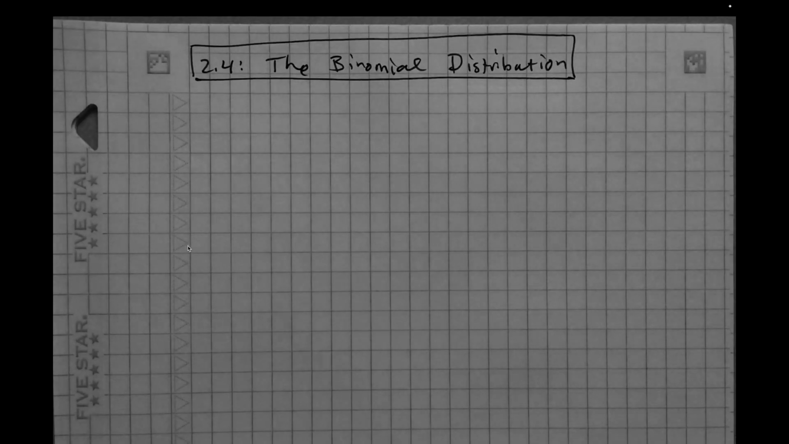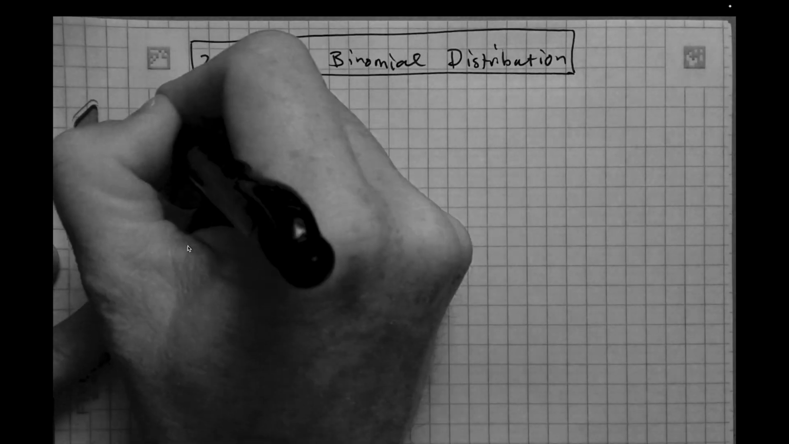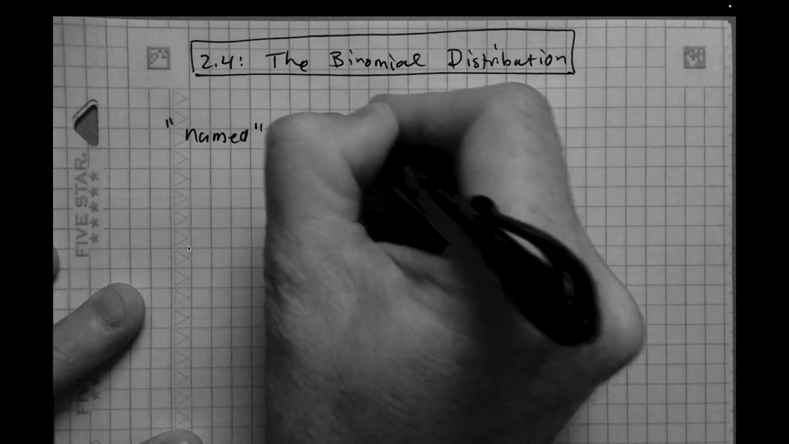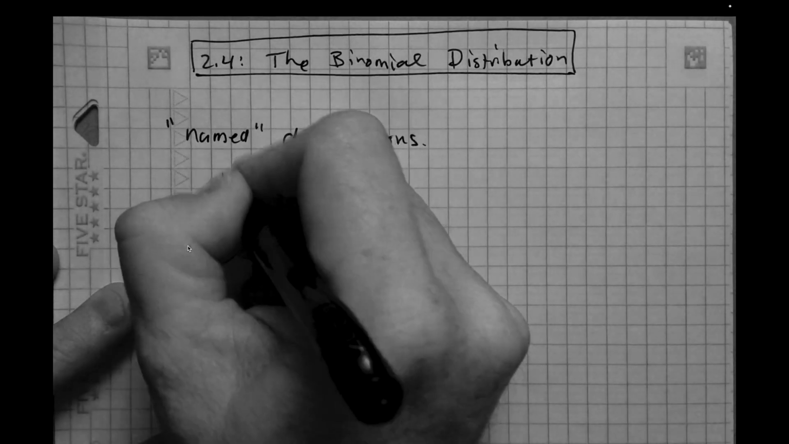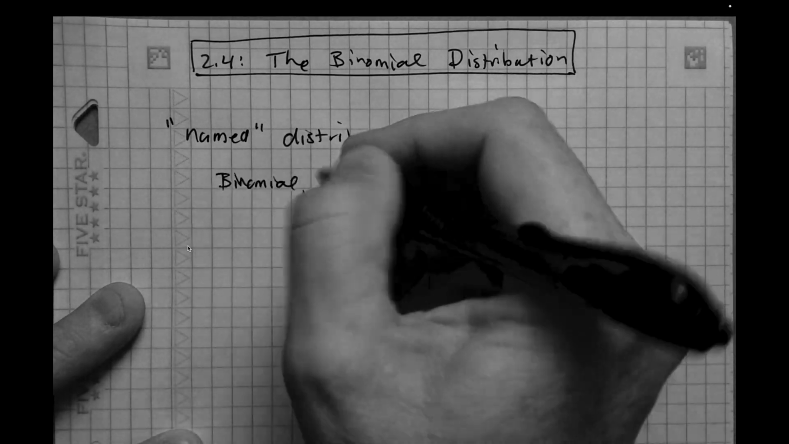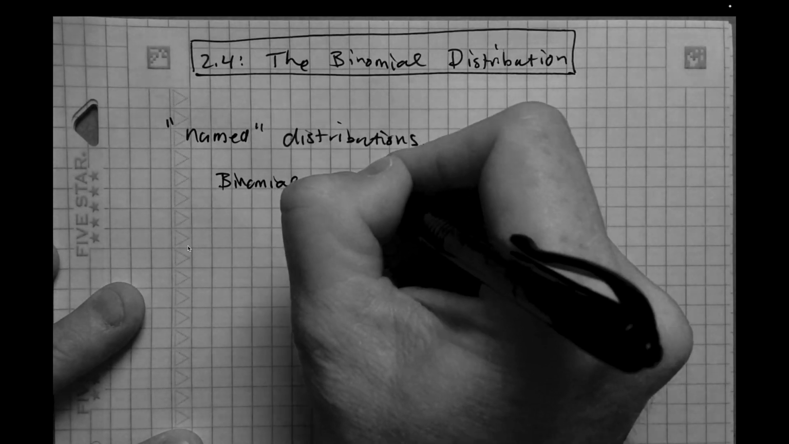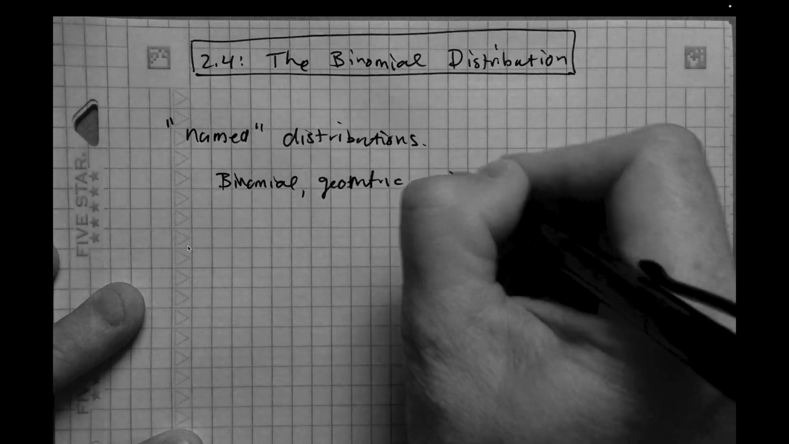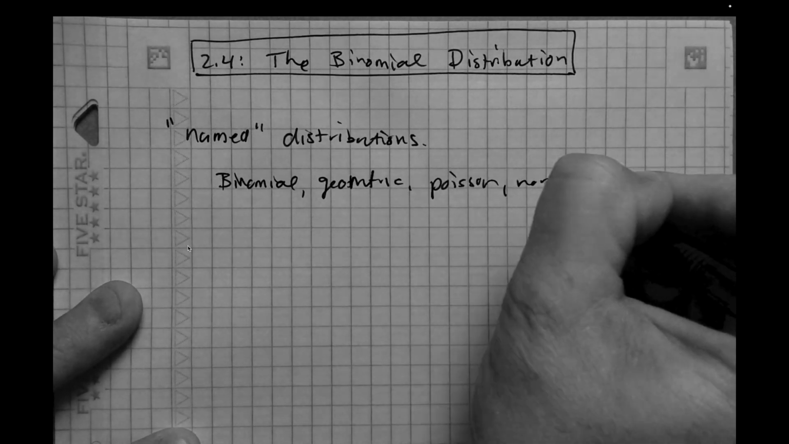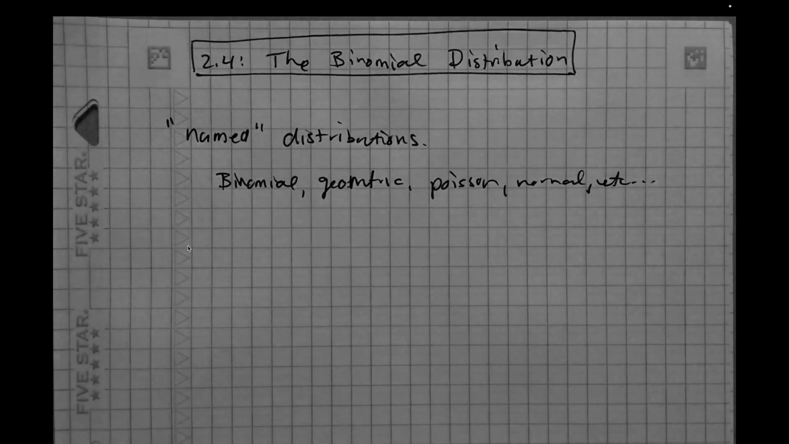Now, what do we mean by these common distributions? Well, we kind of think of these as named distributions. And we've got things like the binomial, the geometric, Poisson, normal, etc. There's a bunch of them. And so what are these things? Well, they're basically standardized probability models that describe how random variables behave under specific, commonly encountered patterns of randomness.